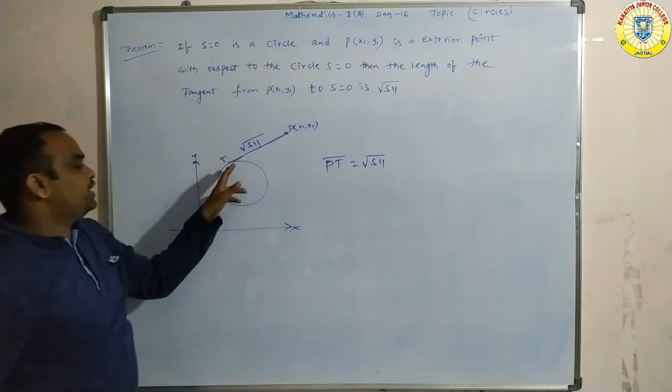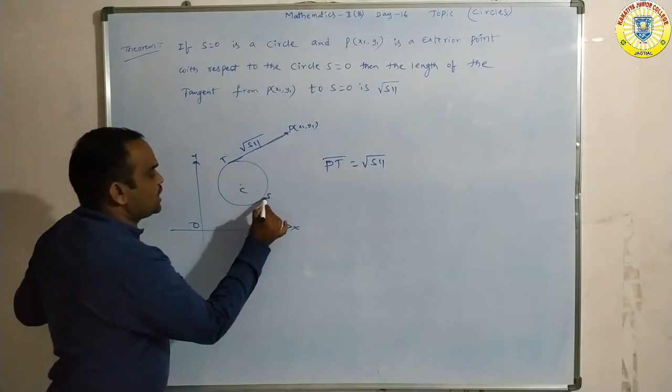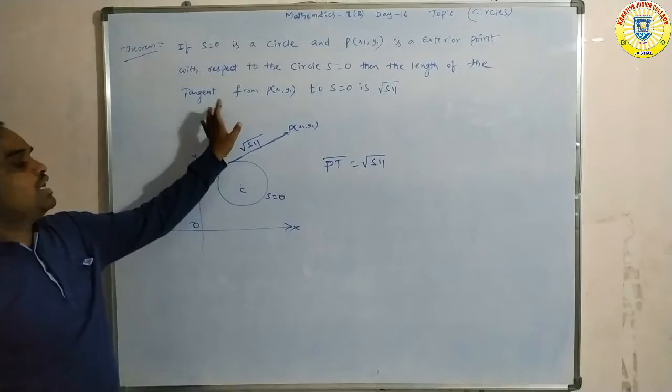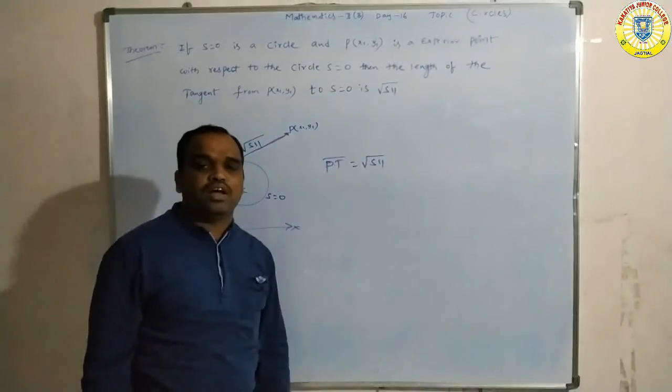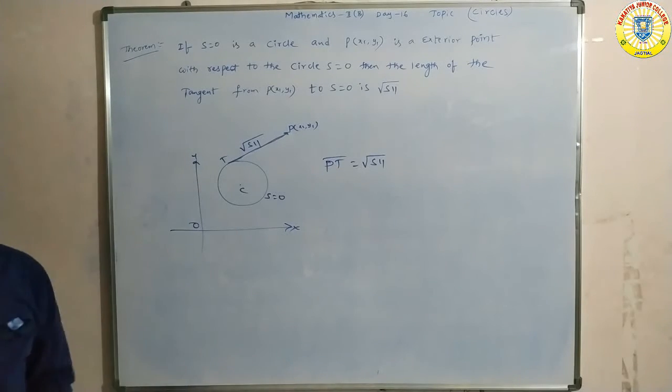The line segment PT is nothing but the length of the tangent from P to the circle S is equal to 0. Okay now? All of you remember this one. Length of the tangent is equal to under root S11. So right now we are starting the exercise. All of you write this one.